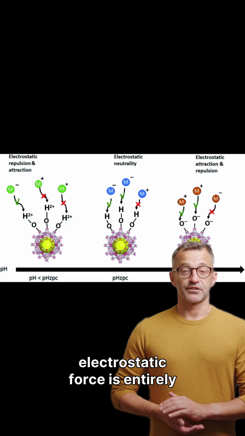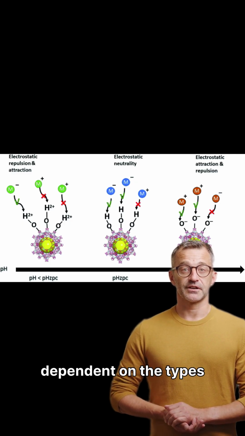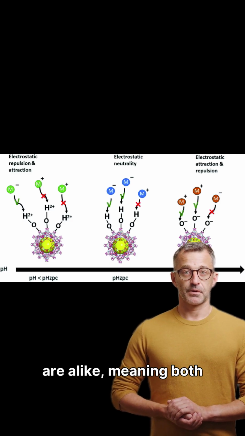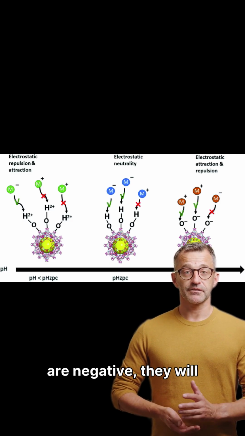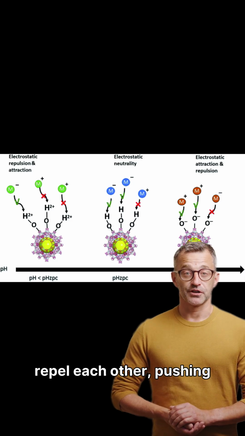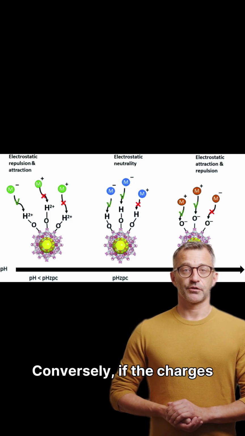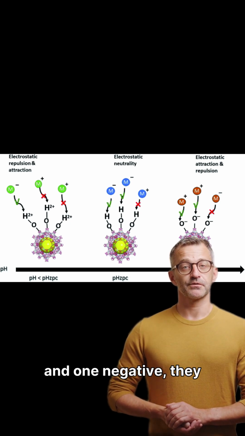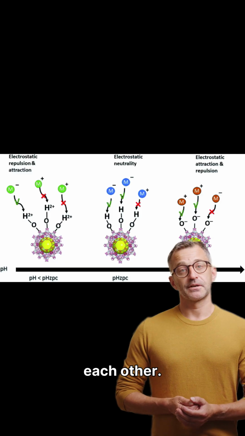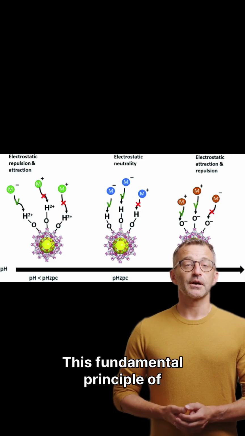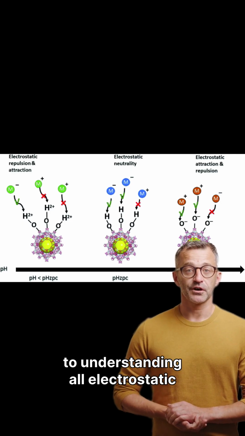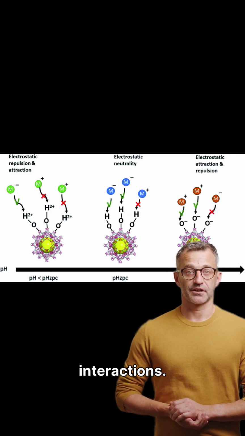The nature of this electrostatic force is entirely dependent on the types of charges involved. If the two charges are alike, meaning both are positive or both are negative, they will repel each other, pushing away along the connecting line. Conversely, if the charges are unlike, one positive and one negative, they will attract, pulling towards each other. This fundamental principle of like charges repel, unlike charges attract, is central to understanding all electrostatic interactions.